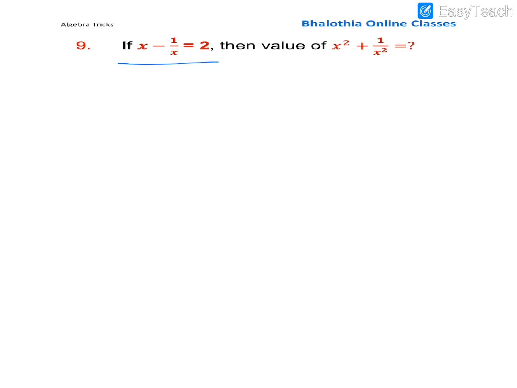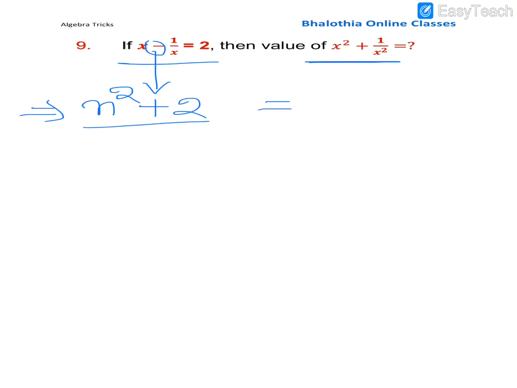That is x minus 1 upon x is given, and that is 2, and we have to find the value of square. So guys, see here minus 1 is given. So in the case of square, what will be the formula? That will be n square plus 2, because minus 1 is given. That's why we are putting plus here. What will be the value of n? n is given as 2, right? So 2 raised to the power 2 will become 4, plus 2, so our answer will be 6.